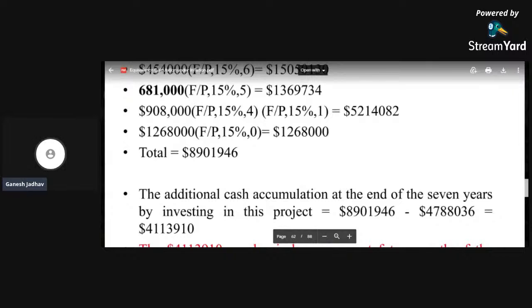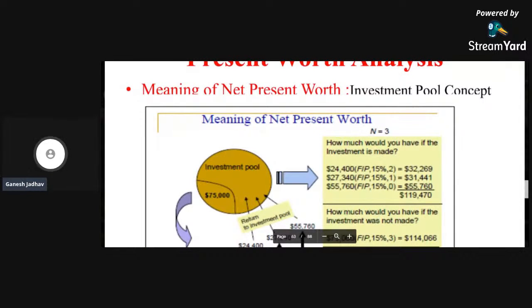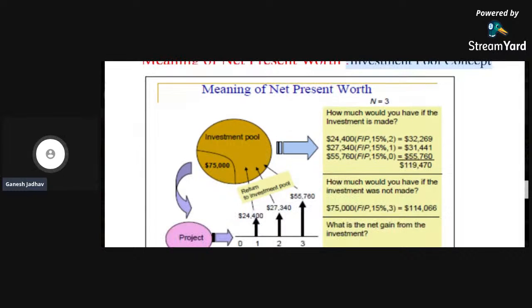Okay, so another one, here is the meaning of the net present worth. That is the investment pool concept. Here is also how much you would have if the investment is made. Here n is equal to 3.